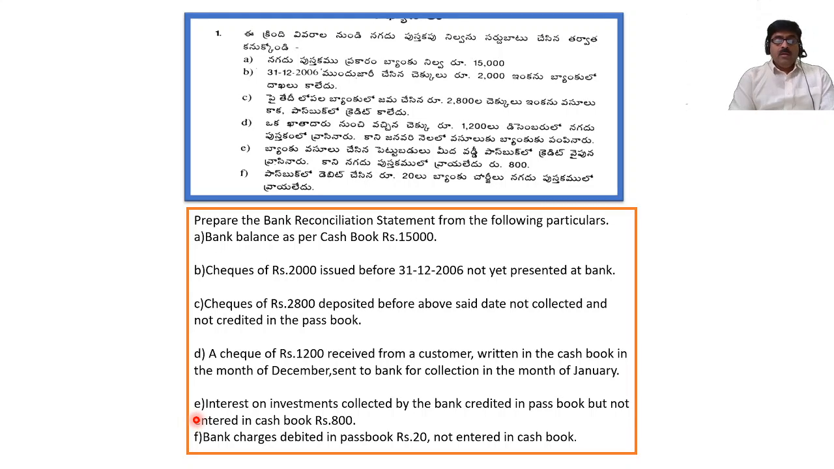E. Interest on investment collected by the bank, credited in the passbook but not entered in the cash book 800. Interest on investment collected by the bank means passbook is credited with 800 rupees. So there is an increase in the passbook balance. We have to add this 800 rupees to cash book balance. Bank charges debited in the passbook 20, not entered in cash book. Means banker debited the passbook with 20 rupees. It will decrease the balance of the passbook. As per cash book, we too have to decrease this 20 rupees amount.